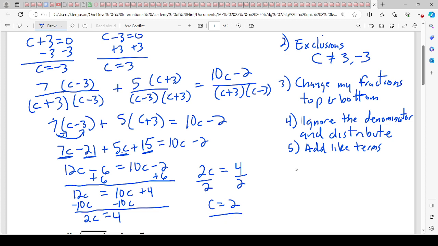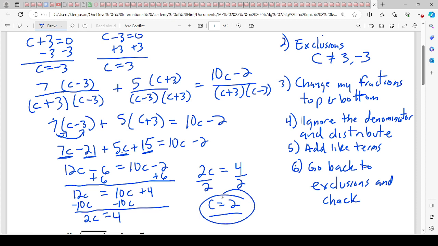Now I go back to the exclusions and check. C can equal +3 or -3. C equals 2. That's not one of them, so that's my answer. Boom, I'm done.